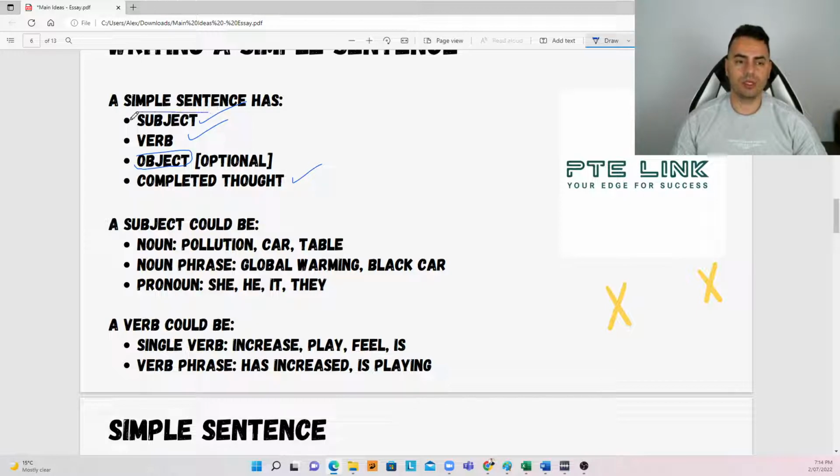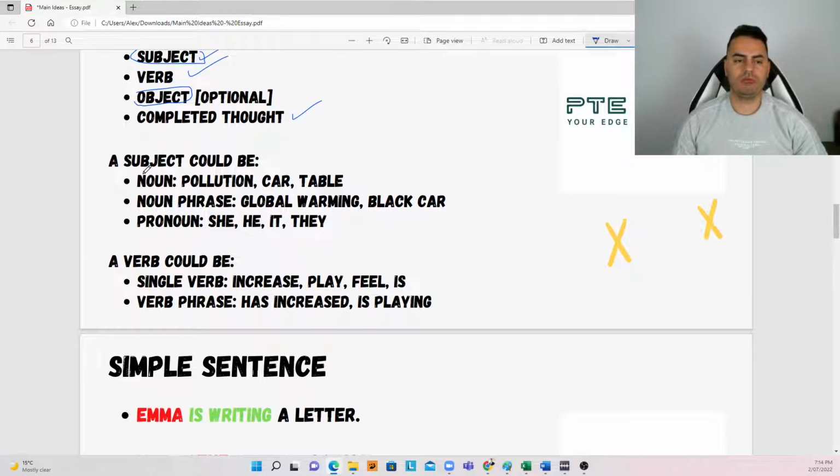Talking about the subject itself, the subject could be, for example, a noun, like pollution, car, or table. It could be a noun phrase, a group of words next to each other acting as a noun, like global warming, black car. Or sometimes the subject itself could be a pronoun, like she, he, it, they. So this is related to the subject.